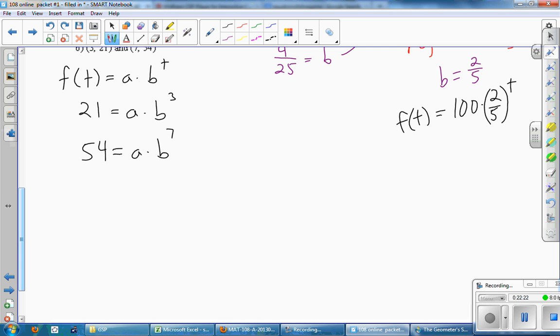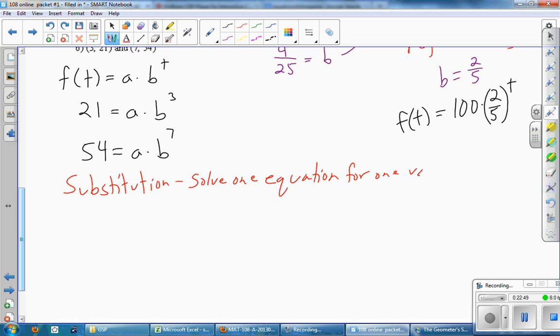Okay, so I think the most general way to solve two equations and two unknowns is this method called substitution. So hopefully that word rings a bell, and if not, then maybe it will ring a bell as we go through this process together. But the basic idea for substitution is to solve one equation for one variable and plug into the other equation.